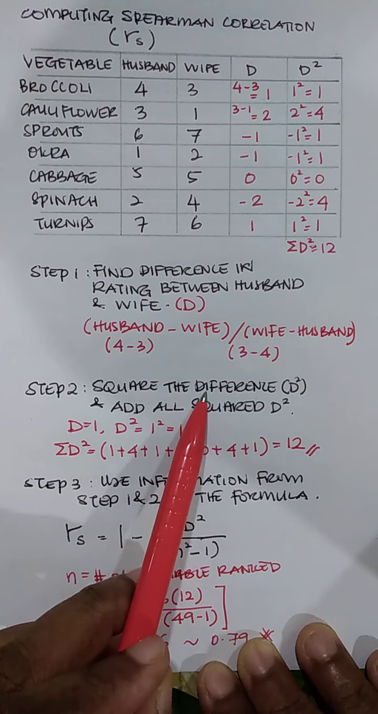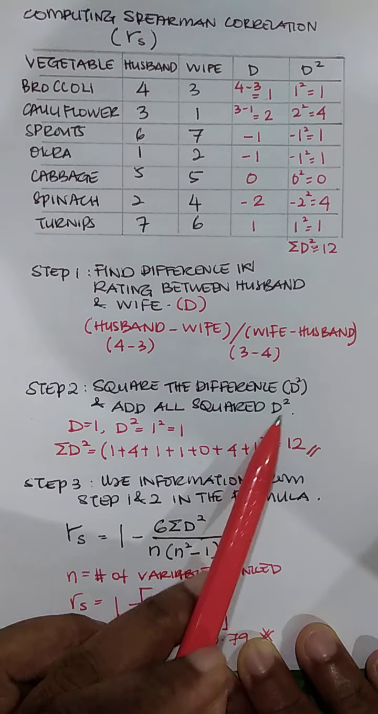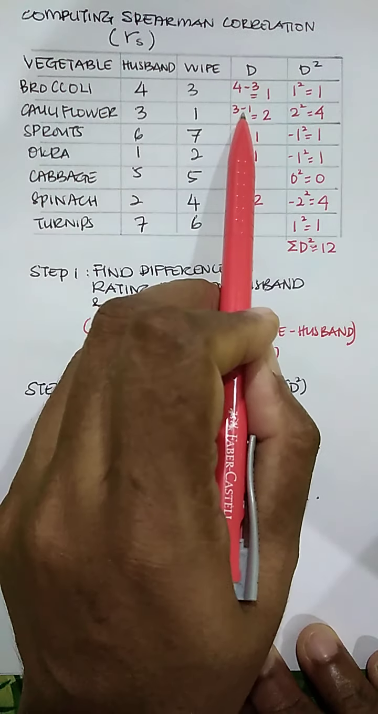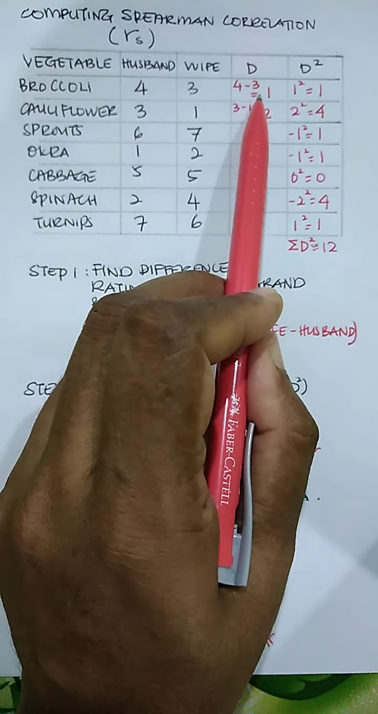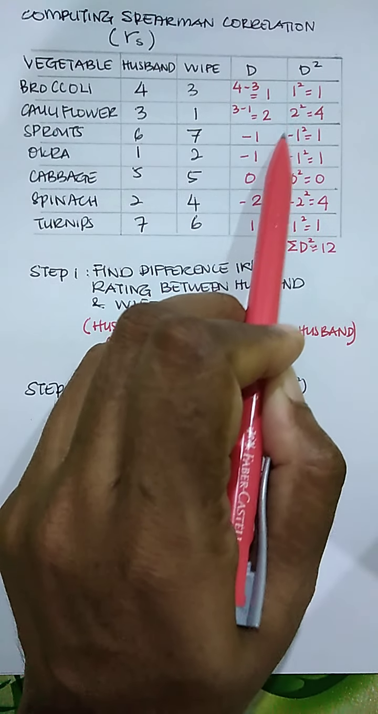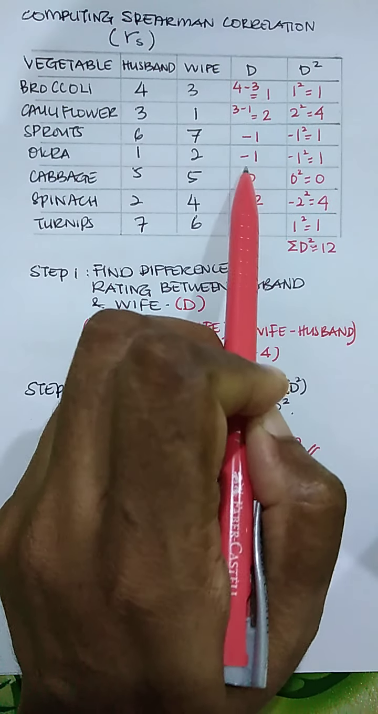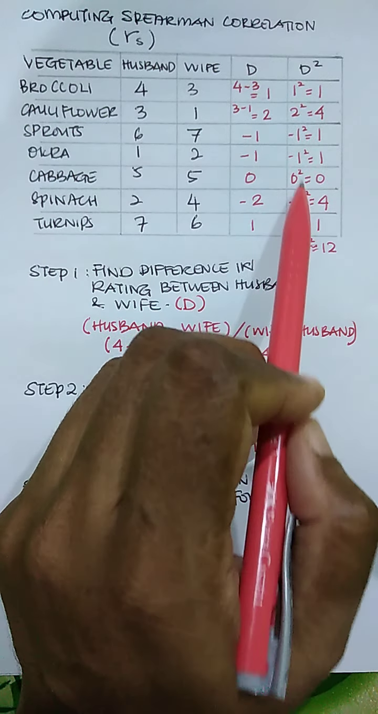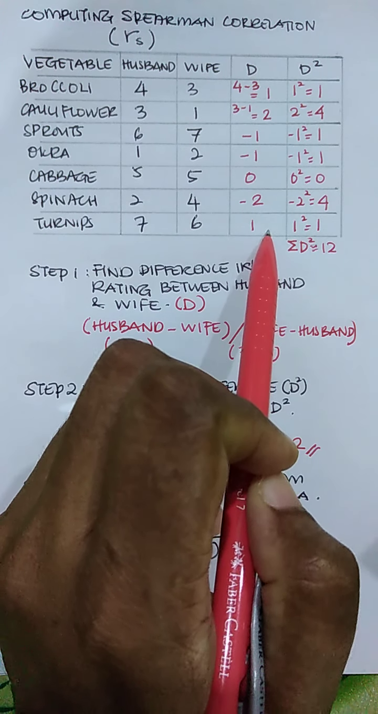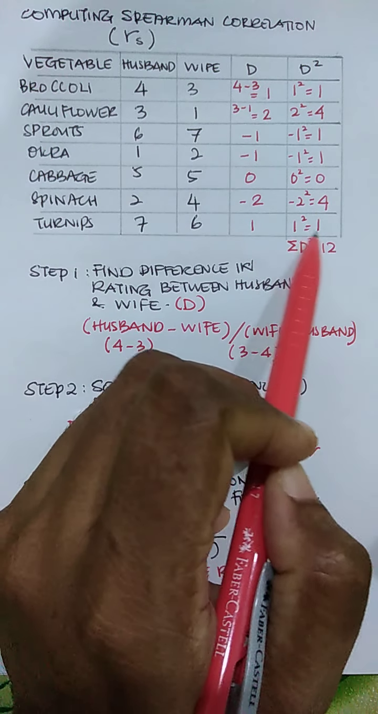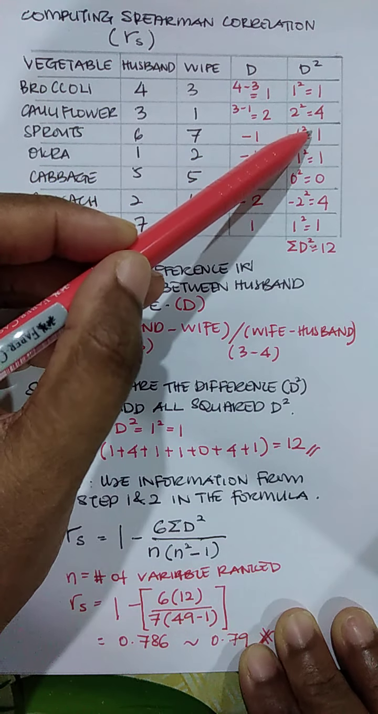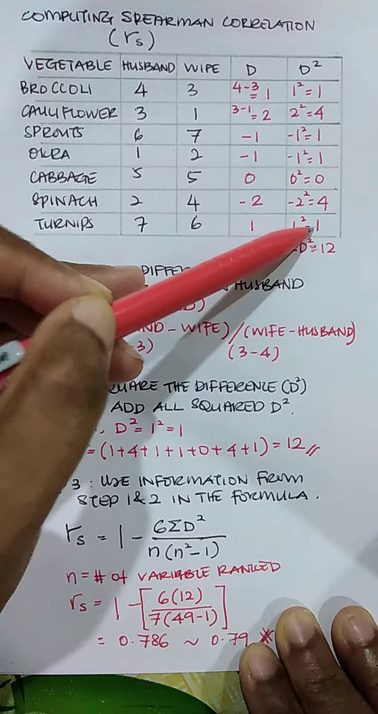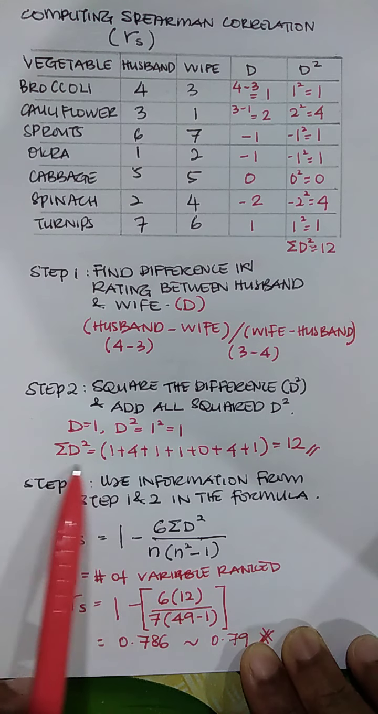The second step is to square the difference and add all the squared differences. So here are the differences, and these scores are squared. 1 squared, 2 squared, negative 1 squared becomes 1, negative 1 squared becomes 1. When you do this for all 7 vegetables and add them all up, you get 12. How do you get 12? 1 plus 4 plus 1 plus 1 plus 0 plus 4 plus 1. That is how you get the sum of d squared.